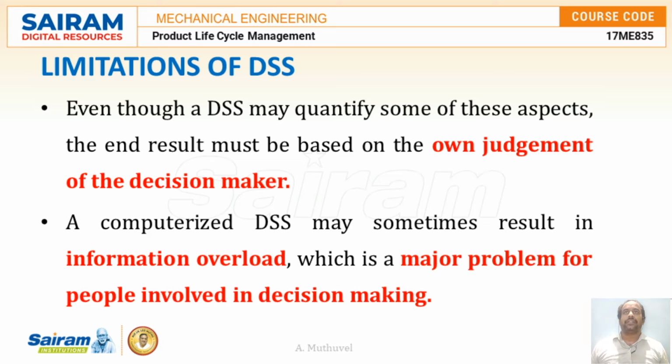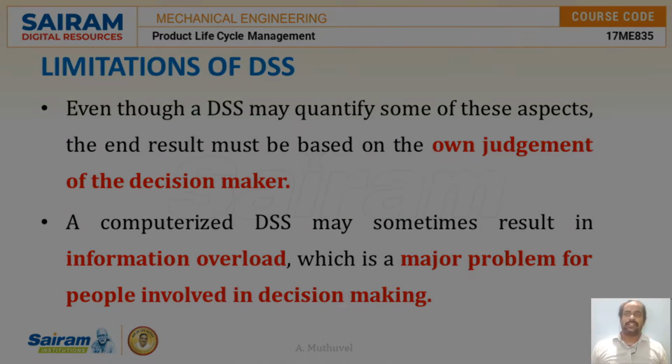The head or the research people will take the decision makers. A computerized DSS may sometimes result in information overload, which is a major problem for people involved in decision making. That means if you have too much information, it will only cause confusion. If the decision maker is very clear, he can easily take the facts and make a decision. Otherwise, it will sometimes confuse the decision making.